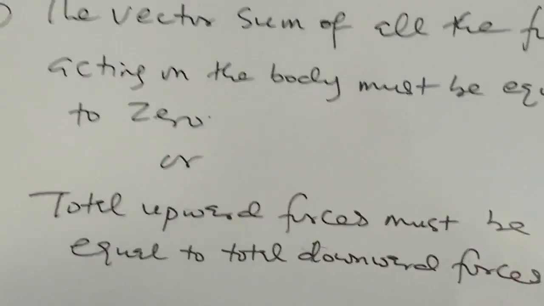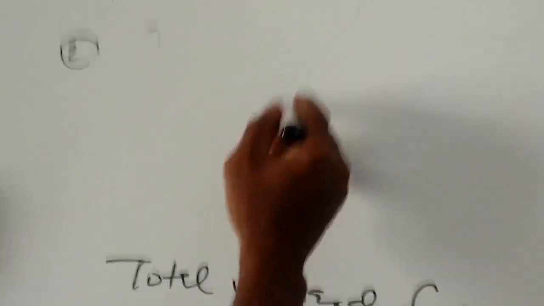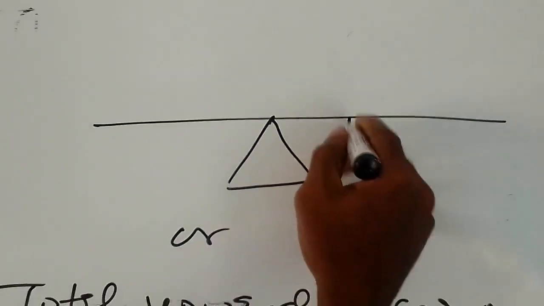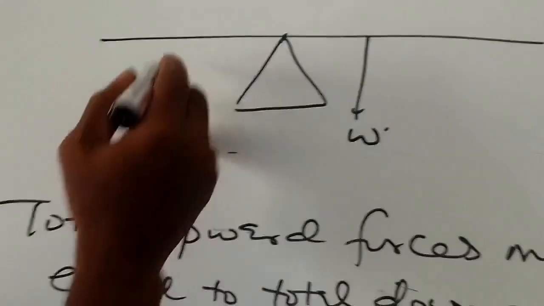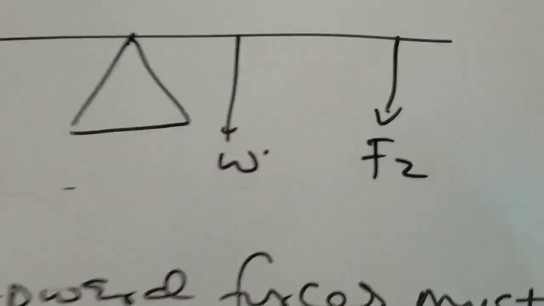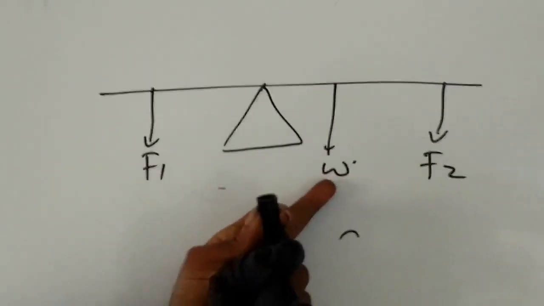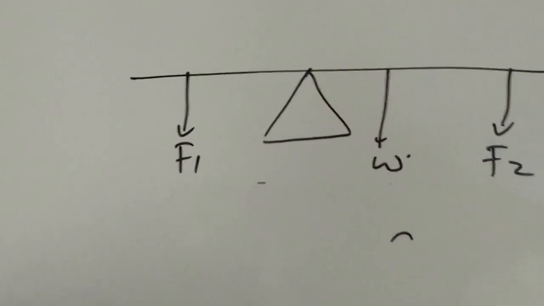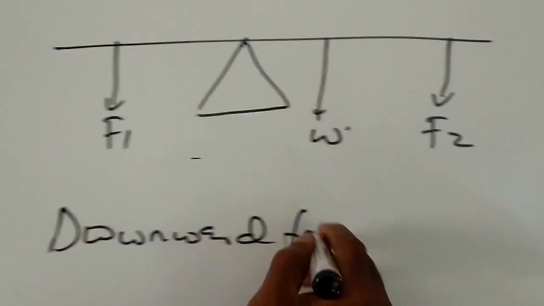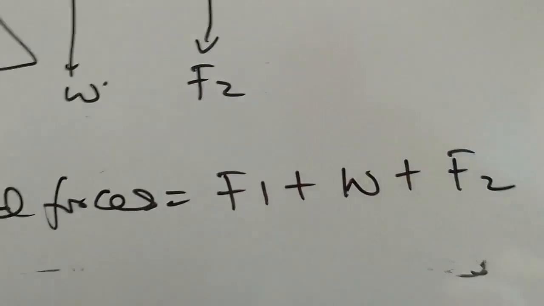For instance, let's assume that we have a single pivot system. One pivot here. Then we have the weight of the object acting downwards. We have another force F1 here, and another force F2 over there. So there are three forces under the beam: F1, W, the weight, and F2. These are the downward forces. So the total downward forces will now give me F1 plus W plus F2.